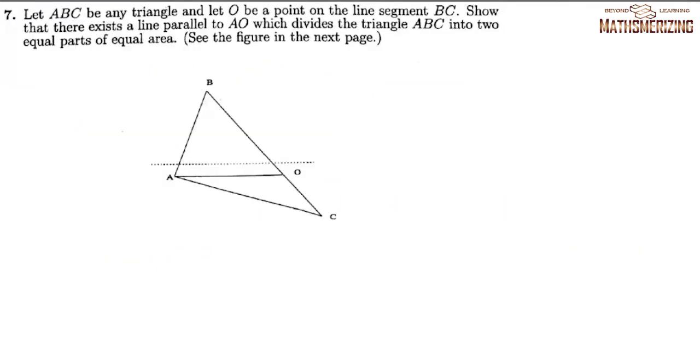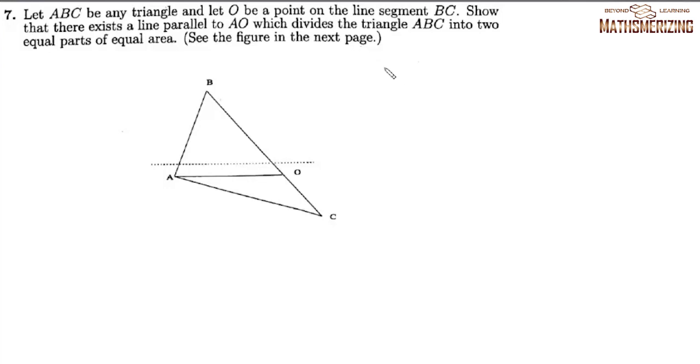Now question number 7 is, let ABC be any triangle and let O be a point on the line segment BC. Show that there exists a line parallel to AO which divides the triangle ABC into two parts of equal area. Now we are also given this figure.